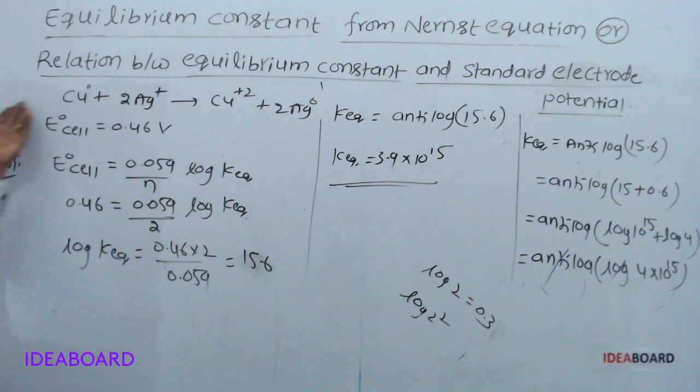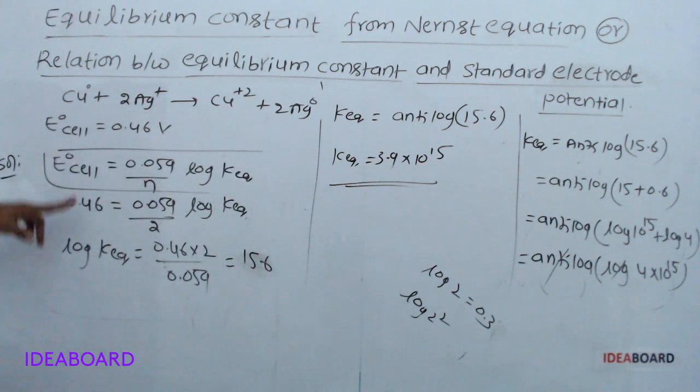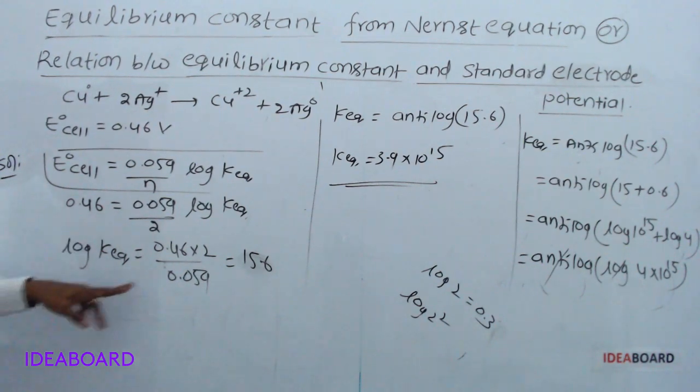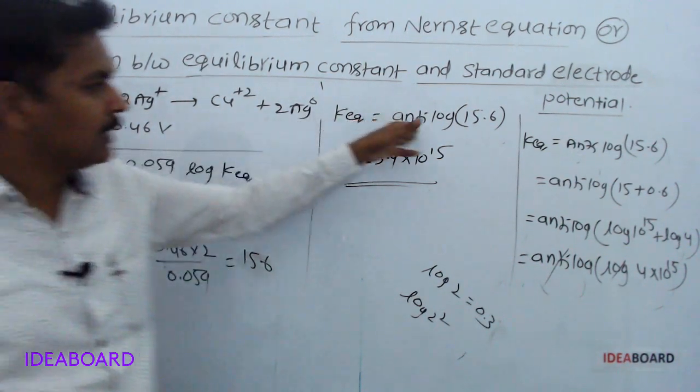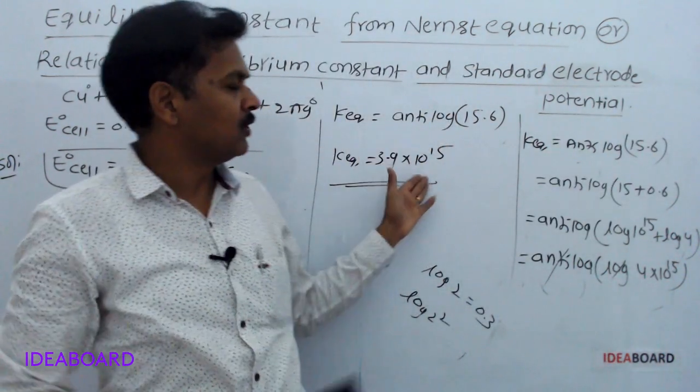Calculate the equilibrium constant of this reaction. E0 cell value is given. By using this equation, we can calculate this equilibrium constant. Log K value is this much. K value is antilog of 15.6. Antilog of 15.6 value is 3.9 into 10 power 15.